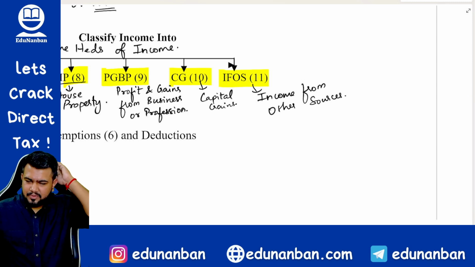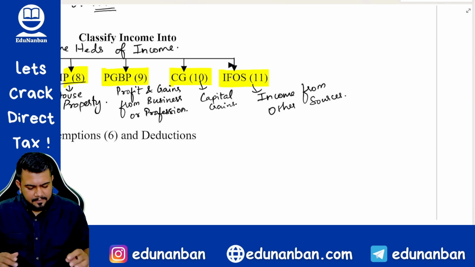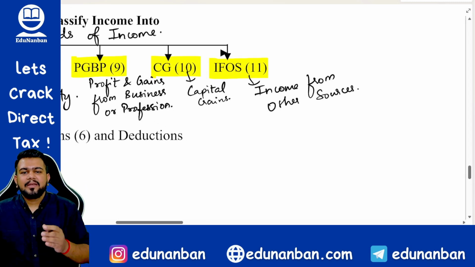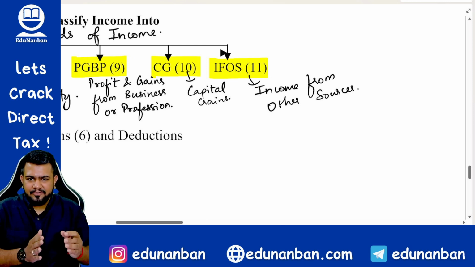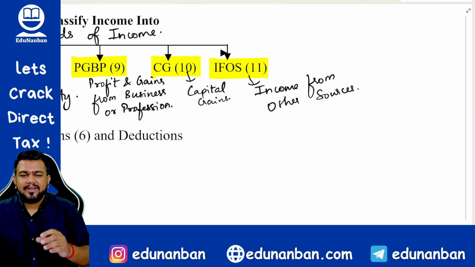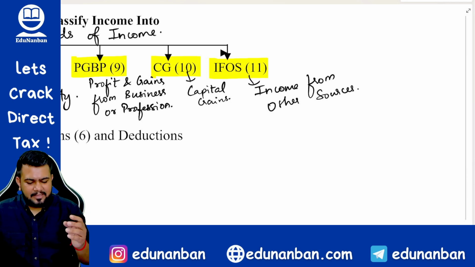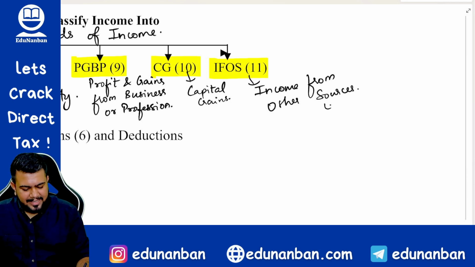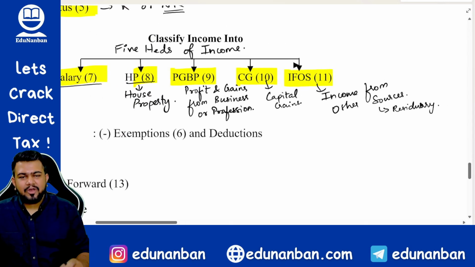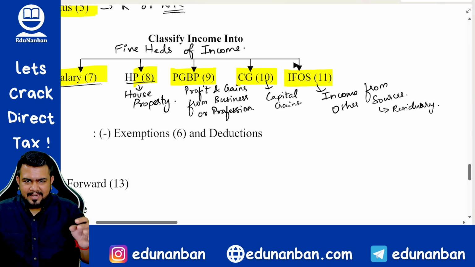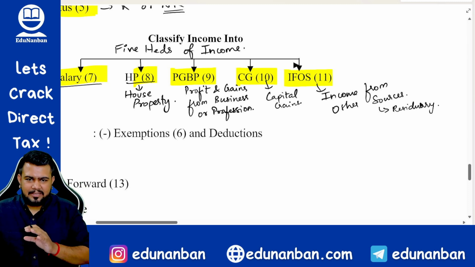Income from other sources. If any income is not coming under any other head of income, then such income will come under the head of income from other sources. Hence it is also called the residuary head. Residuary head of income means if you are not able to put it under any other head, then you will put it under income from other sources.